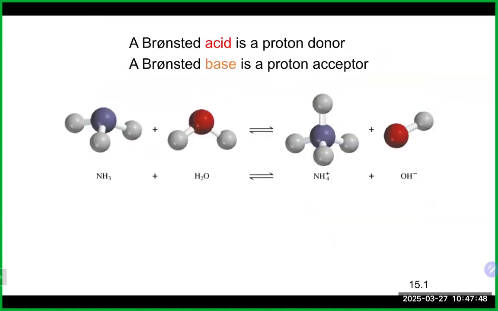Now, a more general definition of an acid and base is the Bronsted, and I really should put his name back on here. I don't know how it got cut off, but it's the Bronsted-Lowry definition of an acid or base. And the Bronsted-Lowry definition of an acid and base is this. A Bronsted-Lowry acid is a proton donor, and a Bronsted-Lowry base is a proton acceptor.